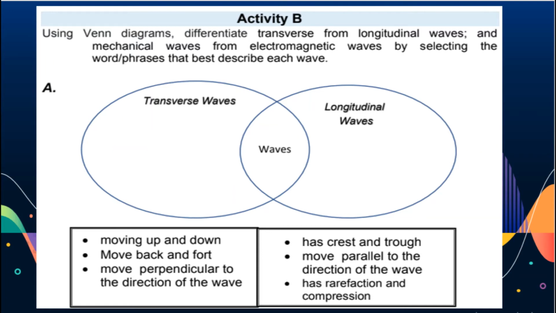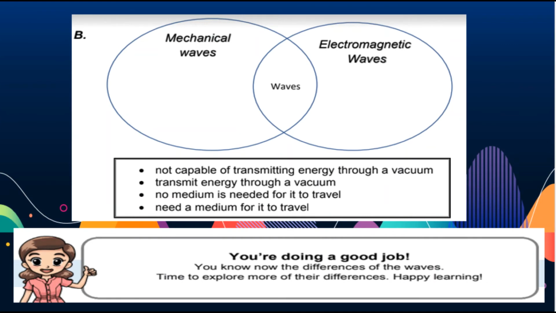For letter B, you still have to make a Venn diagram similar to this one, but this time would be about mechanical and electromagnetic waves. You have to choose from the box the phrases that best describes those waves.